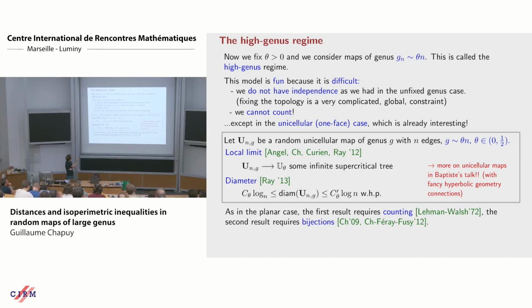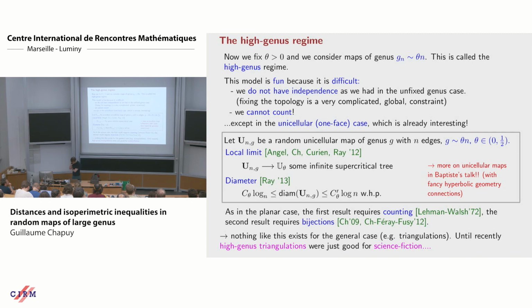So this is kind of a toy model, but the problem is so rich that even the toy model is interesting, in fact. But for the general case, if you want to do, for example, triangulations of high genus, you don't have anything like this. You cannot count these objects easily. I mean, you have these bijections that I showed, but the objects that you get in the end are kind of useless. So there's nothing you can do. And until recently, doing something like high genus random triangulations was just science fiction. This was just too hard.